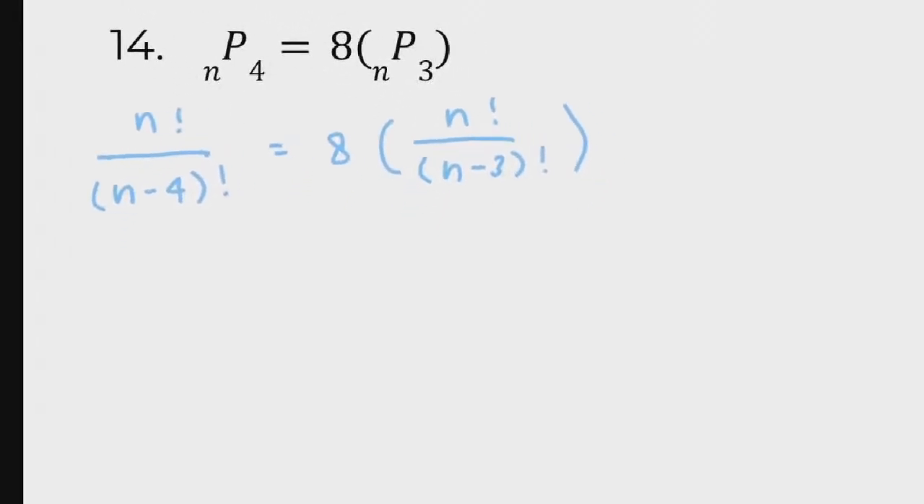So now we have to write it out and try to cancel. Since we don't know what n is, we know that the next number is going to be n minus 1, and the one after is going to be n minus 2, and so on. And I want to stop at n minus 4 because that's where I can cancel out with the denominator.